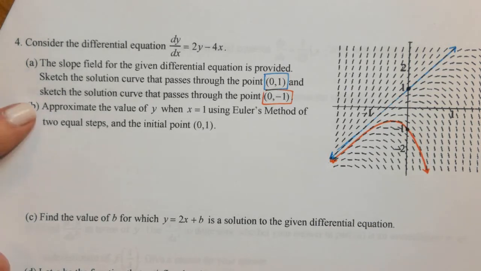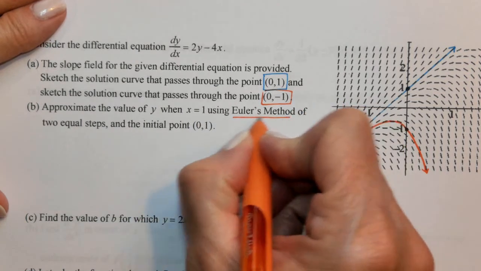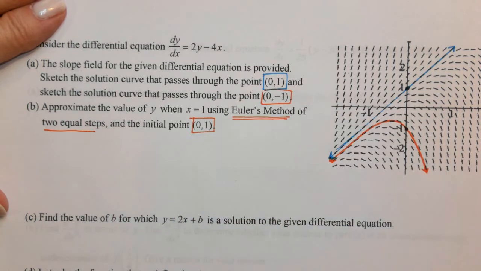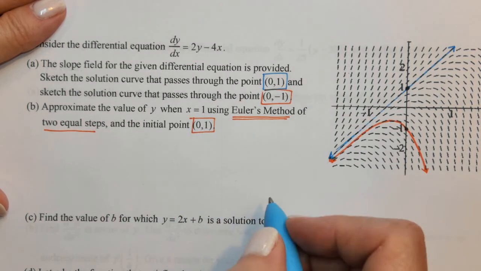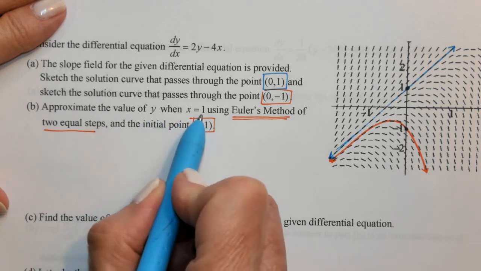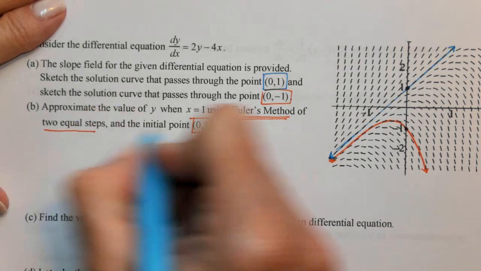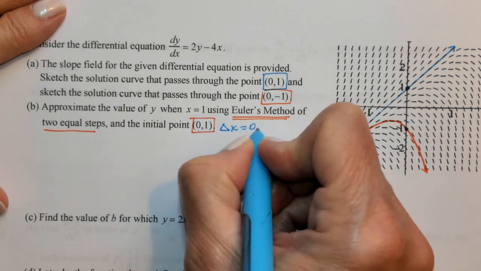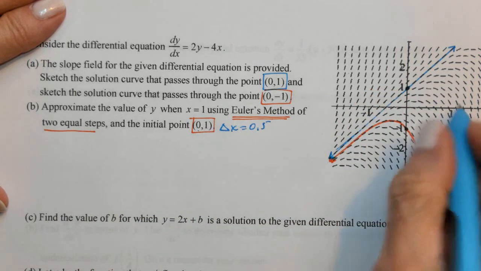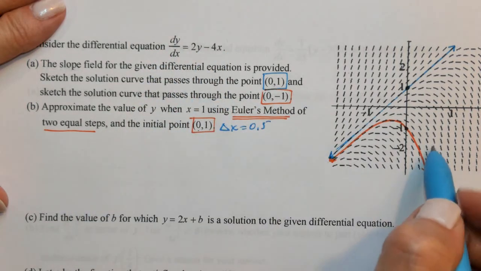All right, approximate the value of y when x is equal to 1 using Euler's method, 2 equal steps. The initial point is (0, 1). So we want the y value when x is 1, and we want 2 steps beginning at x is 0. So delta x is going to be a half. Our initial point is (0, 1). And our dy/dx is given to us with an equation.